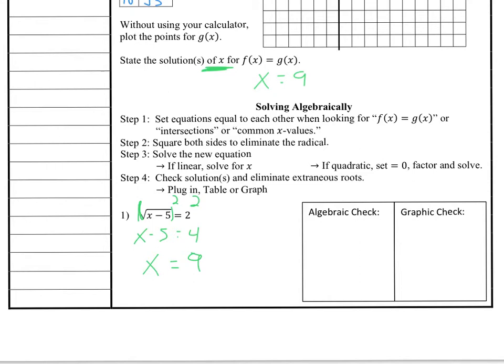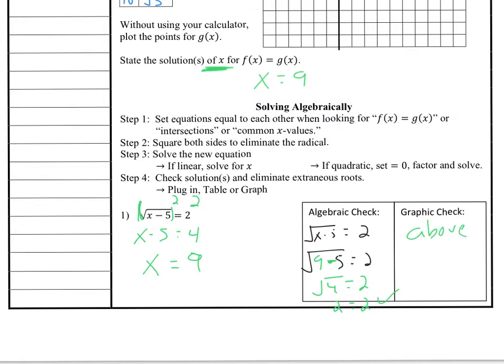Alright, so the algebraic check is where you just take and plug in the 9. So the square root of x minus 5 equals 2. We're going to put the 9 in place of the x. So we get 9 minus 5. Alright, so the square root of 9 minus 5 is the square root of 4. And obviously that is 2. That is a check.